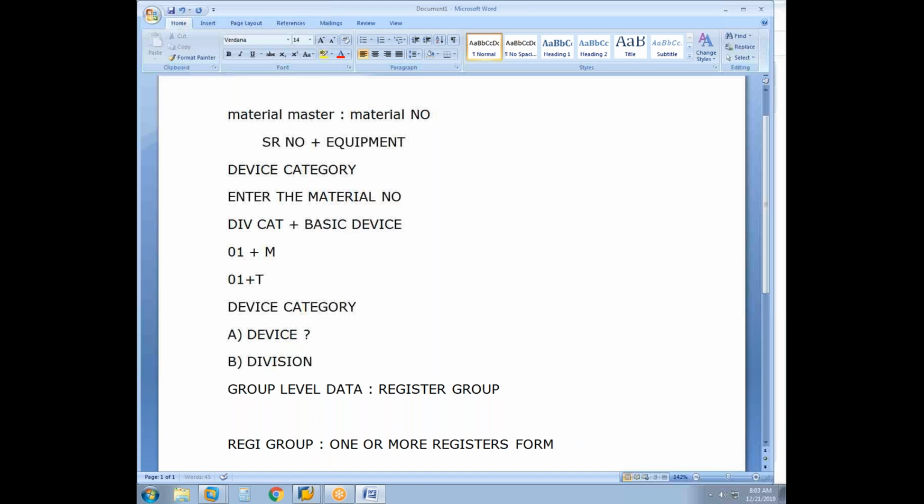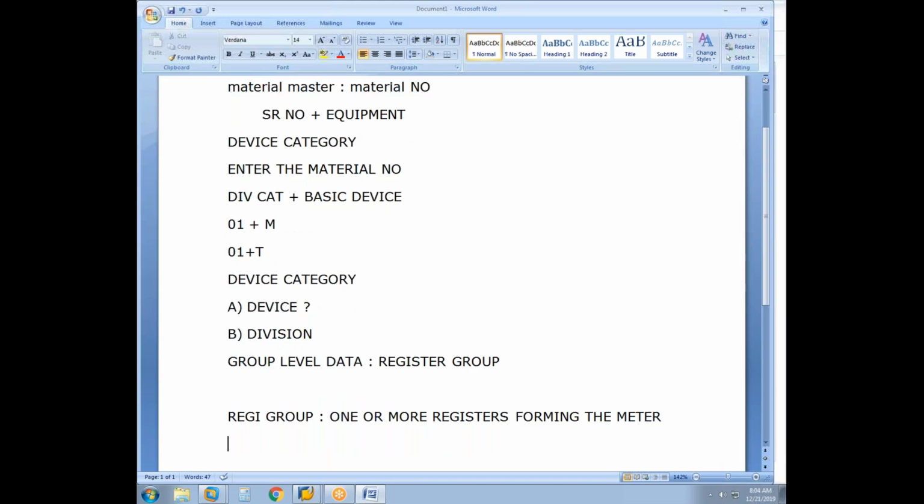That means the register group, the very name group, indicates it can contain a minimum of one register's information, but one or more registers forming the meter. Basically, a register group is required for a meter. What is a register? A register is a component in the meter which does the job of counting the consumption of the electricity.